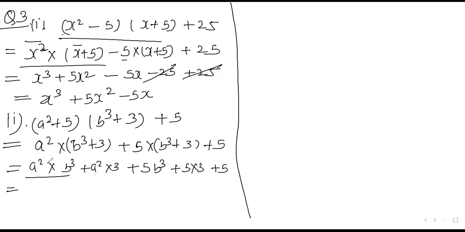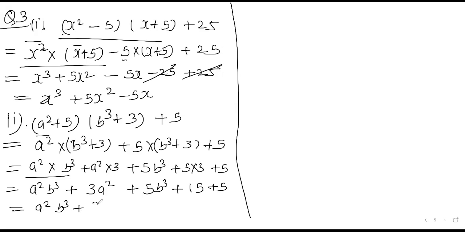So now look, a square b cube plus 3a square, right? Because this number multiplied gives you 3a square, and here 5b cube plus 15 plus 5. Only now you have to arrange. Okay, 5, 15, 5, 20. The rest of the thing will be the same.